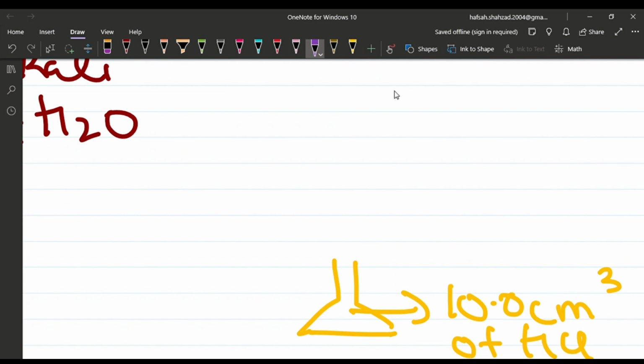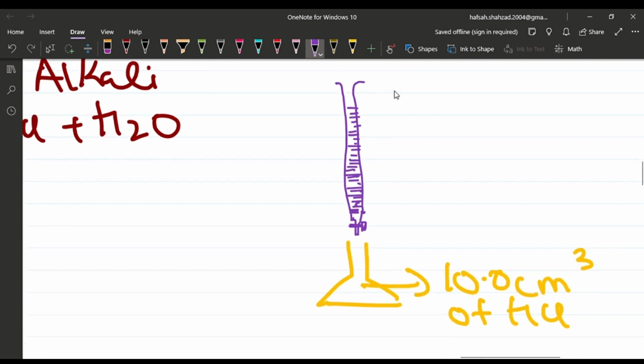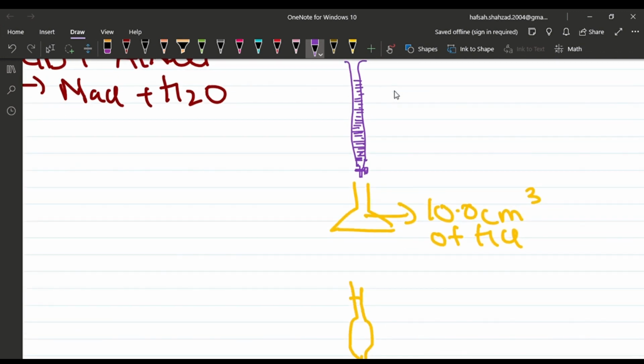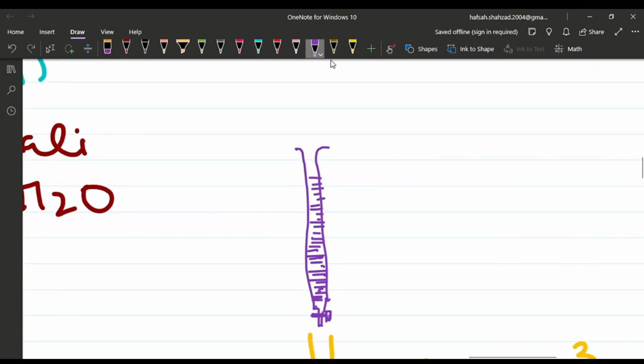A burette is something like this. You have another line over here, then you have a thin section over here, and you have a tap like this to close and open, and the entire section is liquid. It has very fine 0.01 graduations marked on it, right? Okay, now we have HCl in our conical flask. Now we need to have NaOH in our burette.